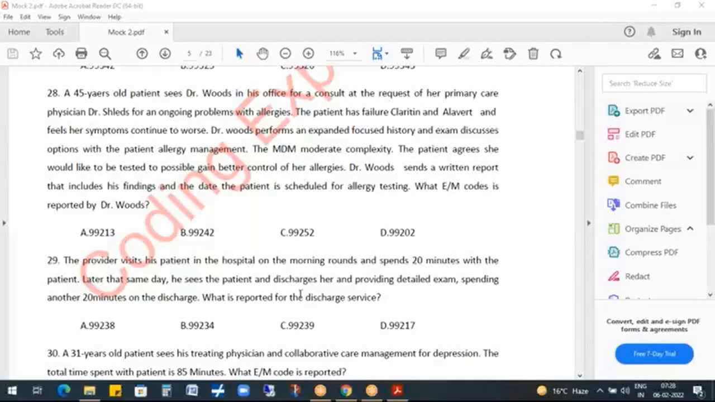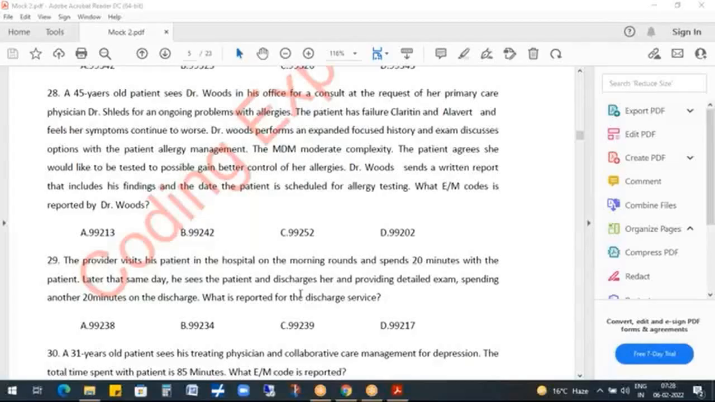How much time was spent by the physician on the day of discharge? 20 minutes initially in the morning, and 40 minutes at the time of discharge, sir. Total 40 minutes. What is the code?